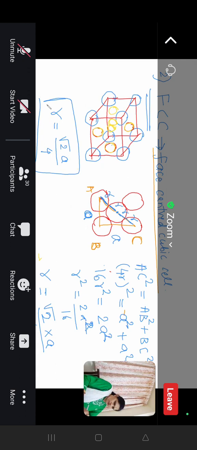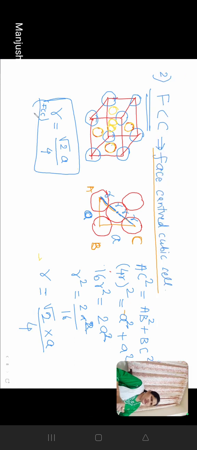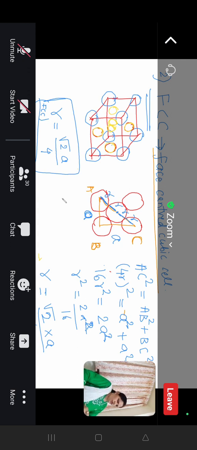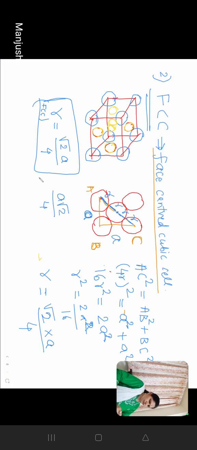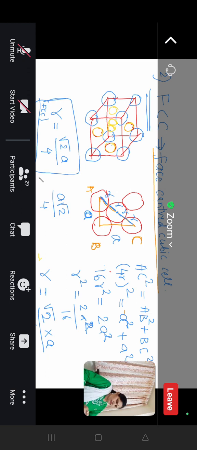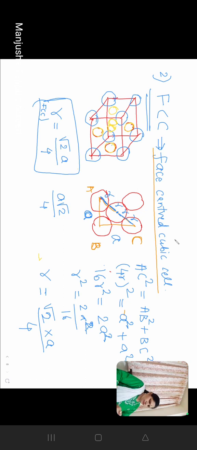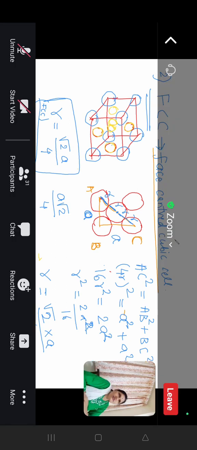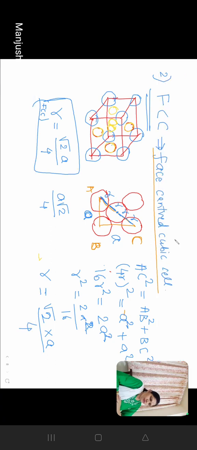We can also say it as A root 2 upon 4, root 2A or A root 2, no problem. Ma'am, is this same for every FCC? Whenever there is unit cell like this, R is equal to A root 2 upon 4. So the value depends on the edge length. Correct, on the edge length.